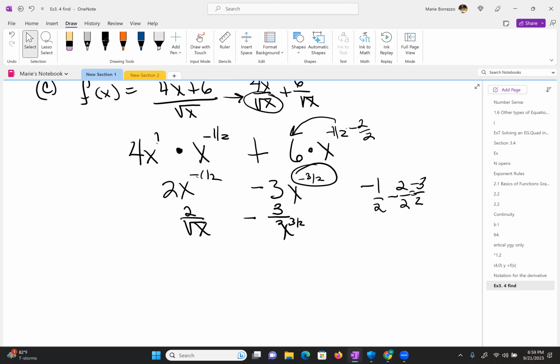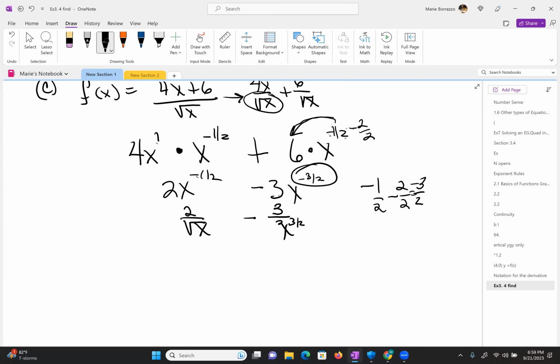So remember, when you multiply first, that's how I get the -3. But then I have to take away 1. It's already a -1/2 minus 1, which is -1/2 minus 2/2. So instead of 1, I'm going to use the denominator. And so that's how I get -3/2.